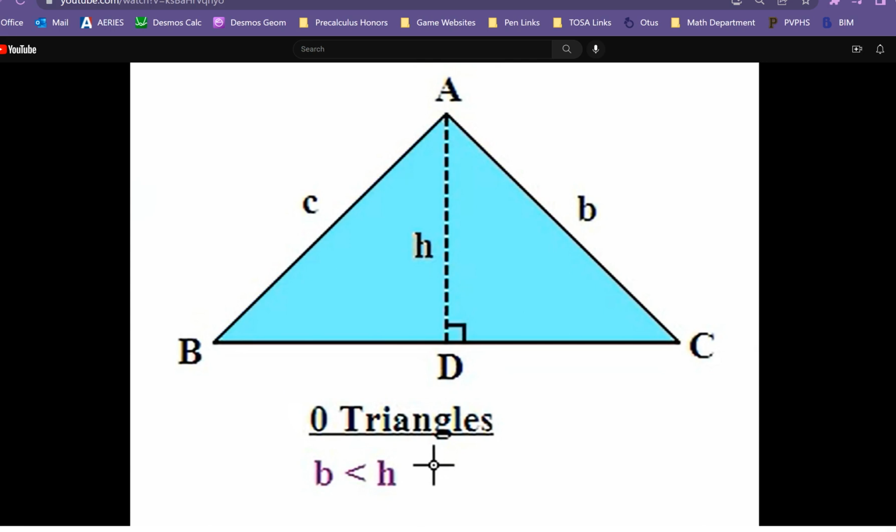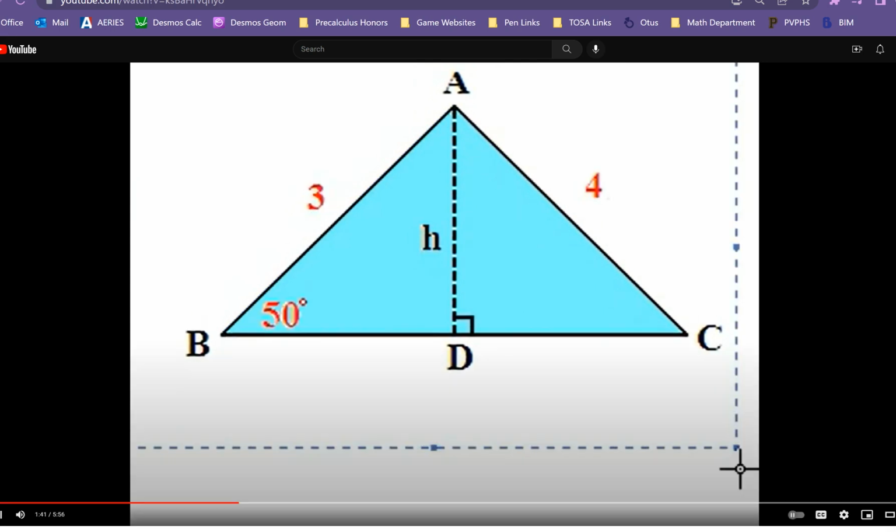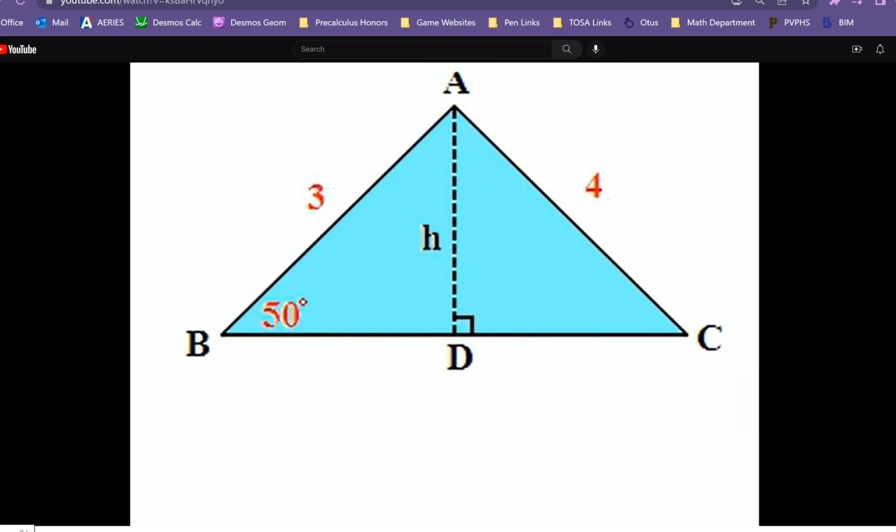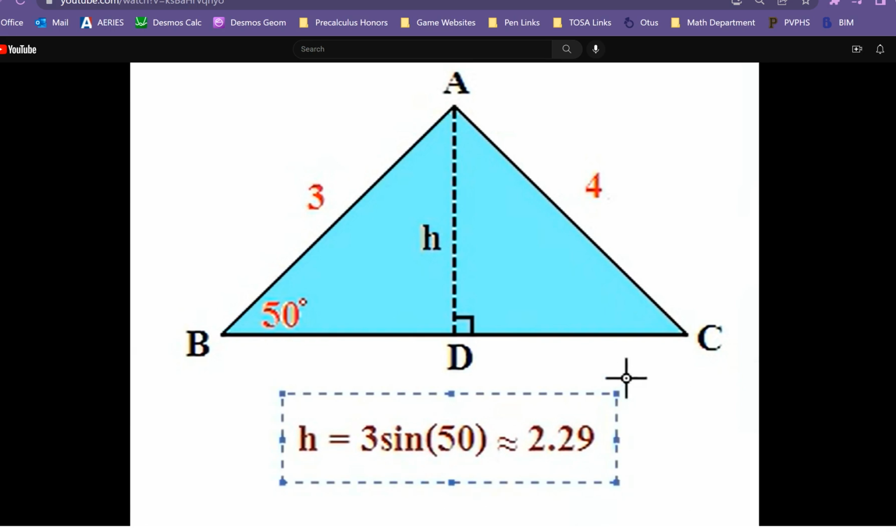So that's the first case. Now let's demonstrate the situations or the conditions where you get 1 triangle. In the second situation, you can see I just changed the sides 3 and 4. This totally changes the situation because the height is now changed. And the height now becomes, let me move that in there, 3 times the sine of 50.